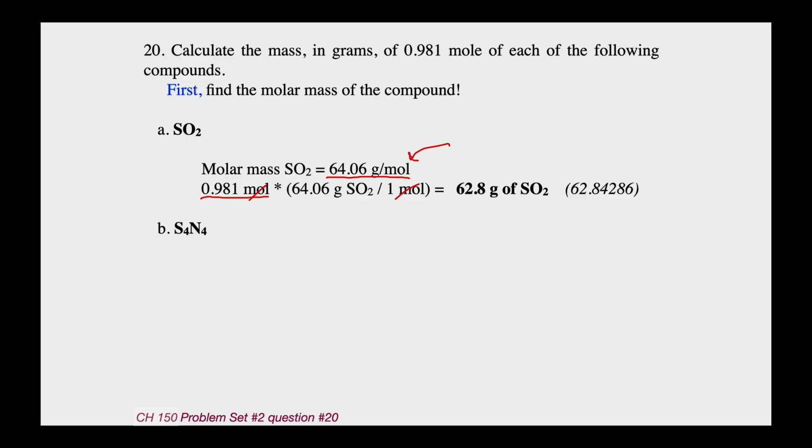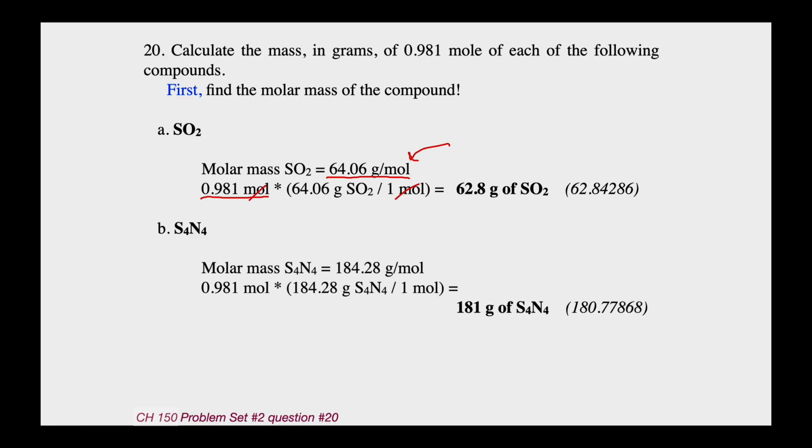So 4 sulfurs and 4 nitrogens, add that up to get some number, and then 0.981 times that number will give us the grams. So when I did that problem, I got 184.28 grams per mole. 0.981 times that number was 181 grams of S4N4. I'm rounding to 3 sig figs, 180.77, etc. is rounded up to 181.